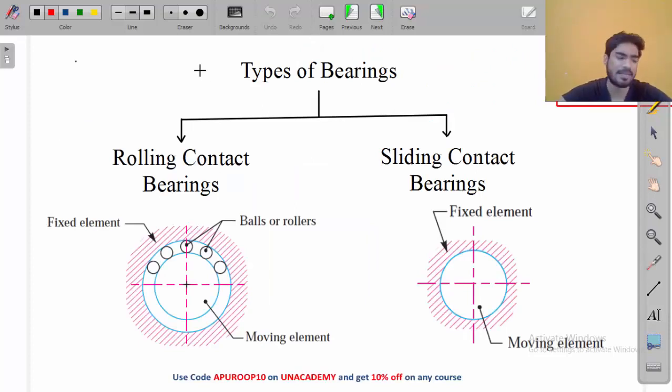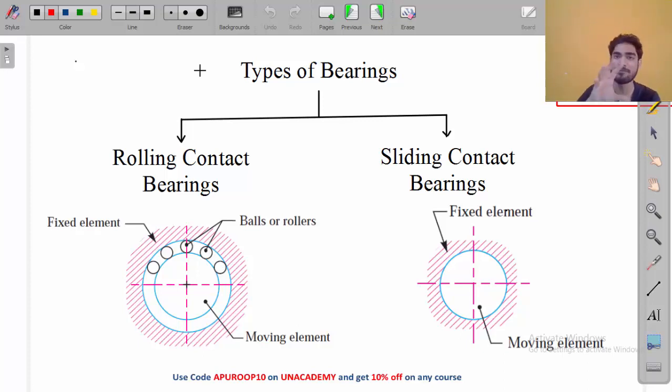Basically, my friend, bearings are divided into two categories. Now understand this, because this is a very important concept. How do we put them into different categories? This division is based on the type of contact between the moving element and the fixed element.